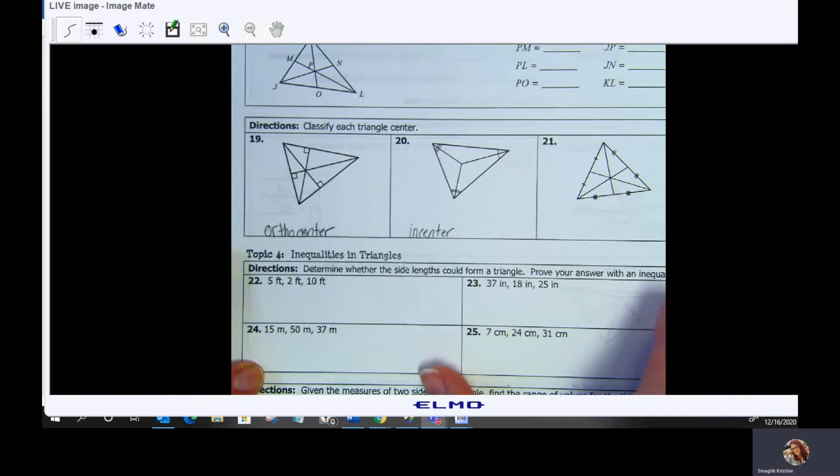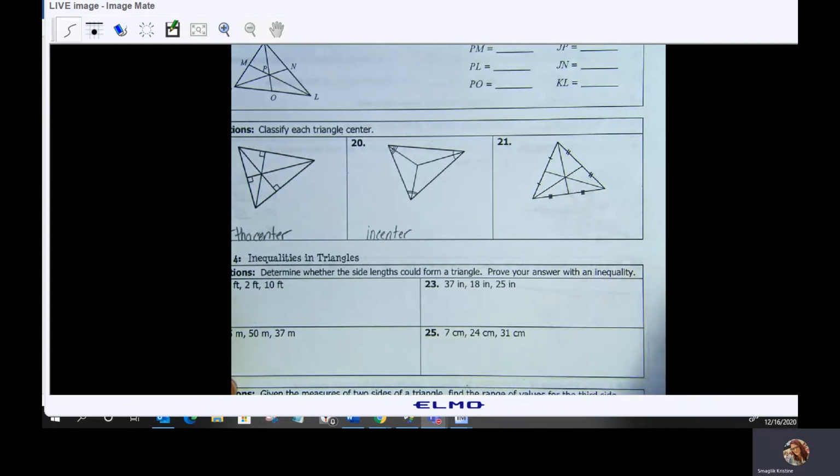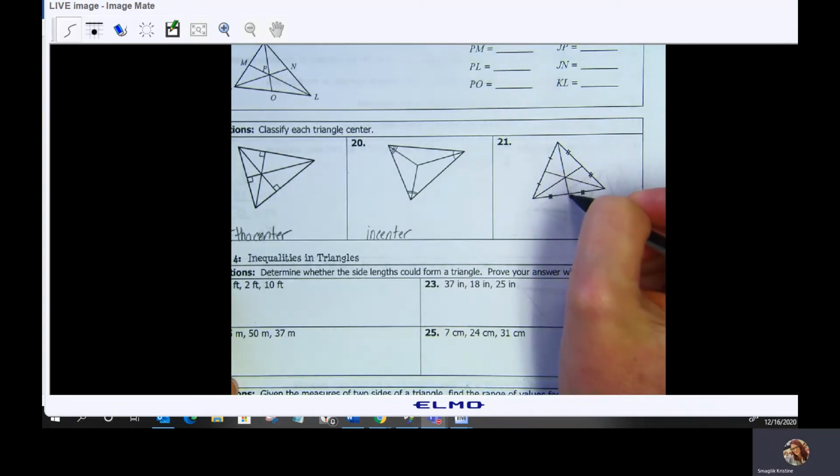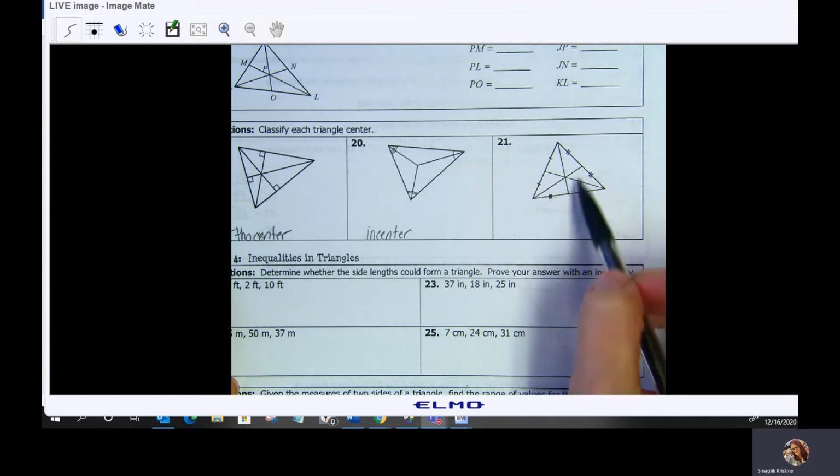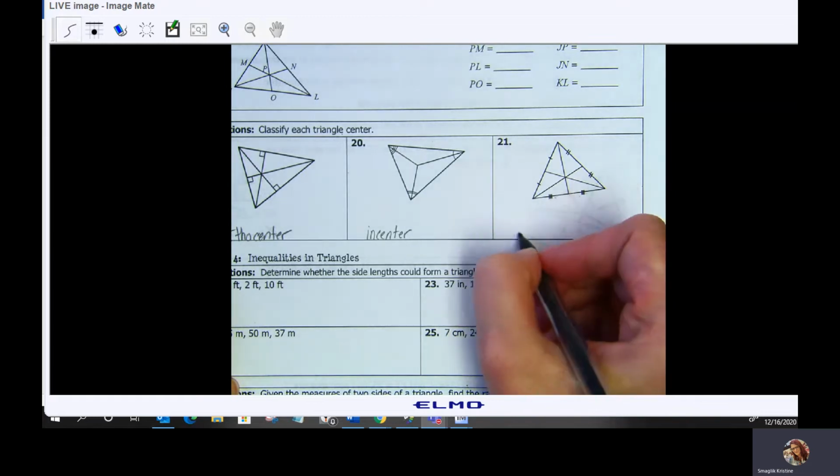Now on 21, we have a vertex connected to the opposite side, and we're told that the leg is broken into two congruent segments, which means this point is a midpoint. Now notice, we are not told that any of these are perpendicular. So that means this has to be a centroid.